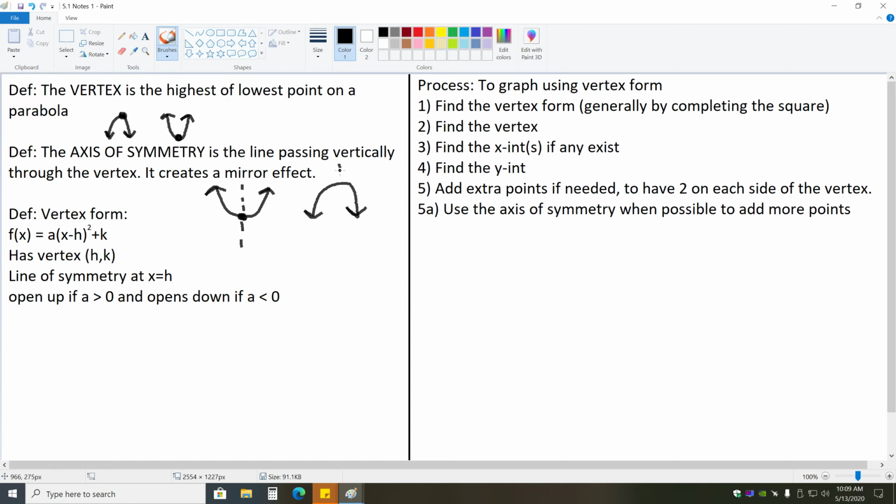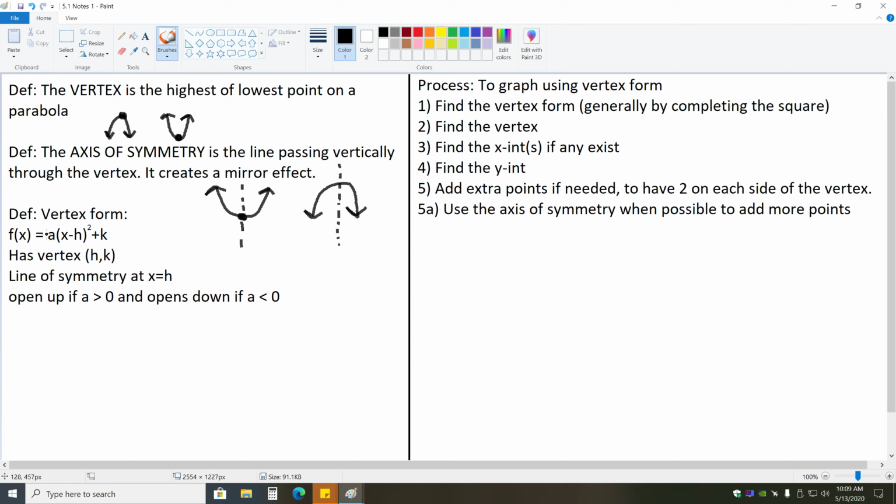If you draw a line straight down the middle of it, that is the axis of symmetry, what passes through the vertex, and you have that mirror effect again. Okay, so from here, we now introduce vertex form.